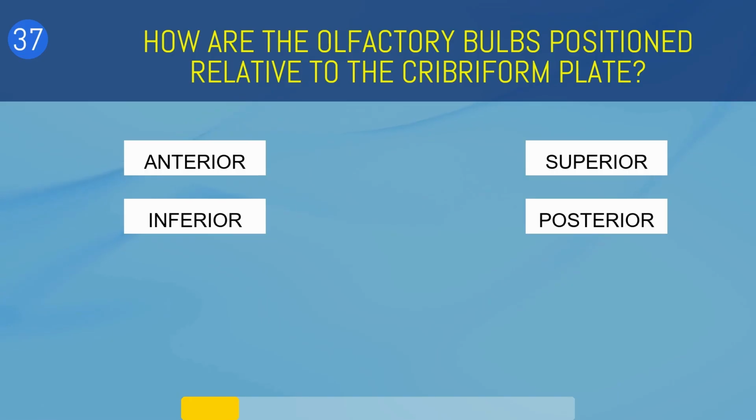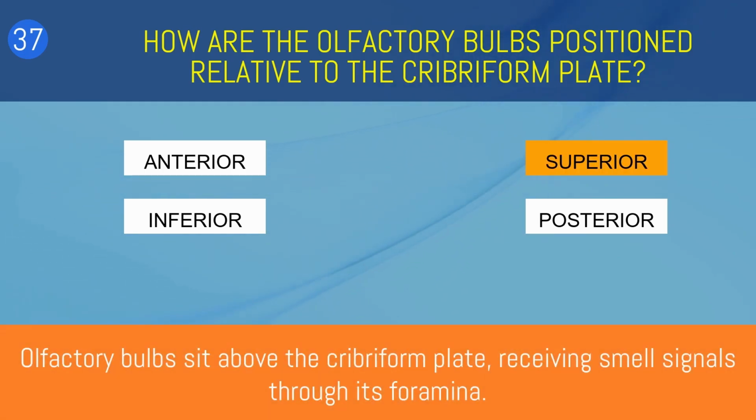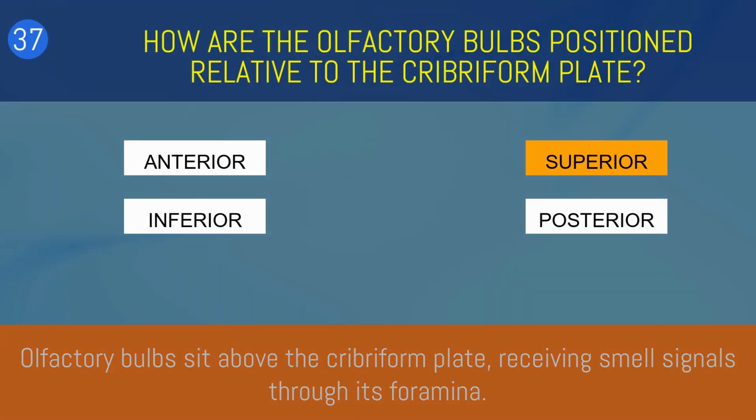How are the olfactory bulbs positioned relative to the cribriform plate? Anterior, inferior, superior, or posterior? Superior. Olfactory bulbs sit above the cribriform plate, receiving smell signals through its foramina.